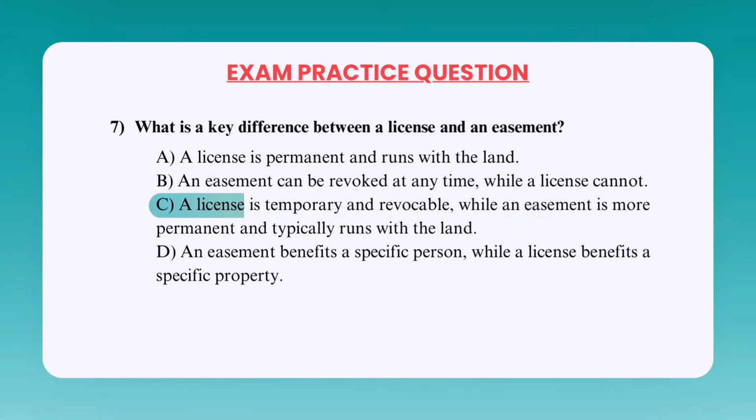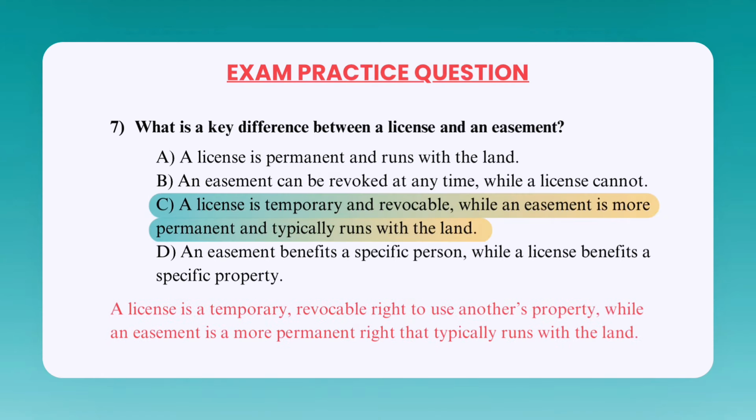And the answer is C. A license is a temporary revocable right to use another's property, while an easement is a more permanent right that typically runs with the land.